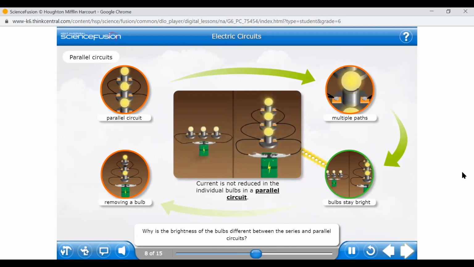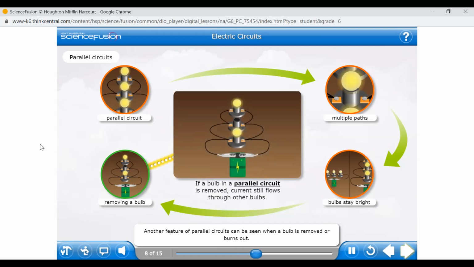Why is the brightness of the bulbs different between the series and parallel circuits? Unlike the loads in a series circuit, the loads in a parallel circuit do not have the same current. Instead, each load in a parallel circuit has the same voltage across it. As a result, each light bulb glows at full brightness no matter how many bulbs are connected in parallel.